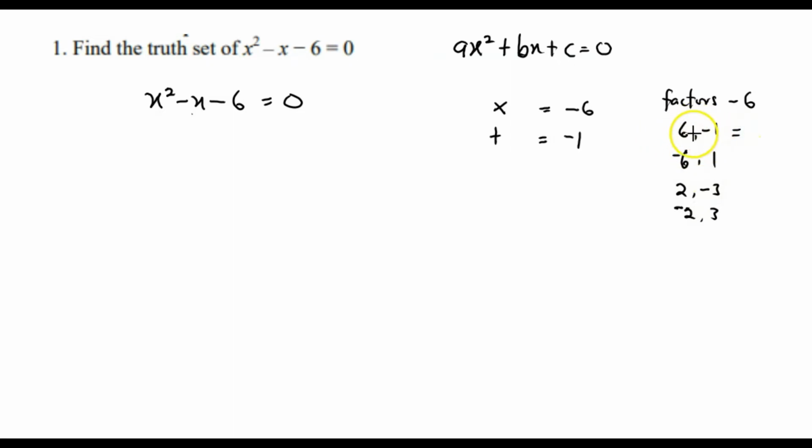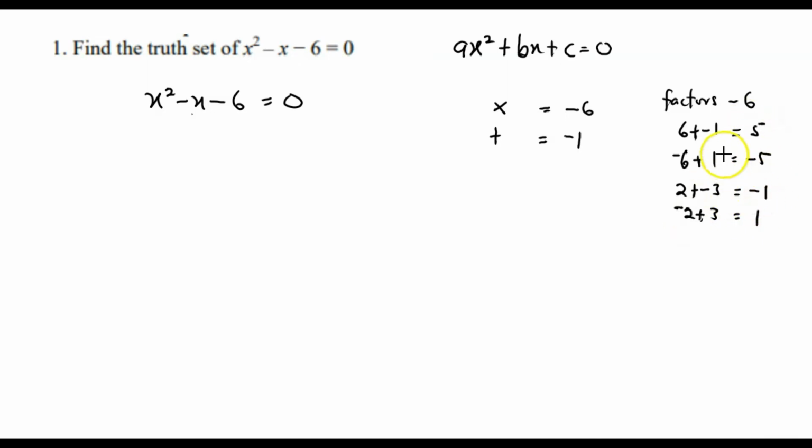Now, these pairs of factors we need to consider. When we add them, what answer are we obtaining? We are interested in getting negative 1. Therefore, when you add 6 and negative 1, that gives you a positive 5. When you add negative 6 and positive 1, that will give you negative 5. Then when we add 2 and negative 3, that gives us an answer of negative 1. Negative 2 added to 3 gives us an answer of 1.